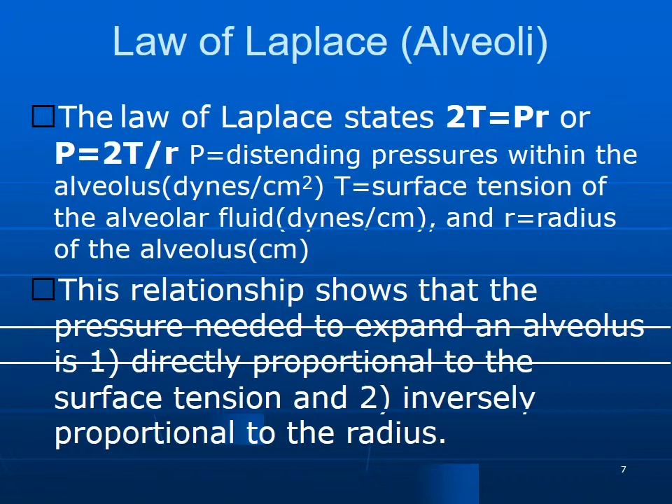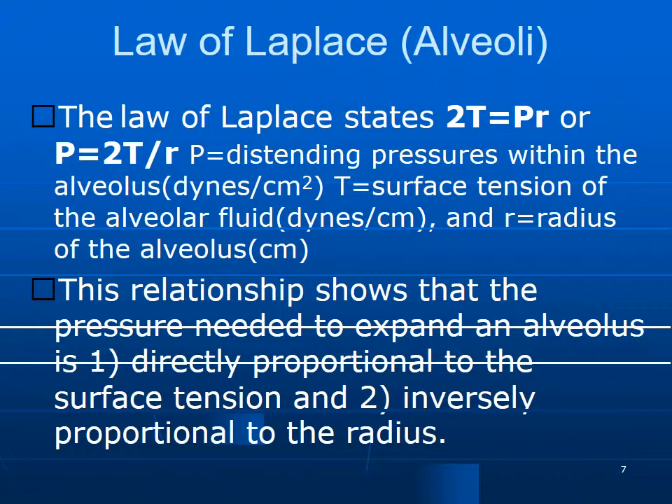So T is the surface tension of the alveolar fluid in dynes per centimeter, and R is the radius of the alveolus. The relationship shows that the pressure needed to expand an alveolus is, 1, directly proportional to the surface tension, and 2, inversely proportional to the radius. What does all that mean? So that means if the radius of the alveoli is small, you're going to need more or less tension.